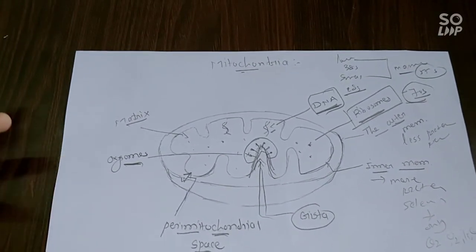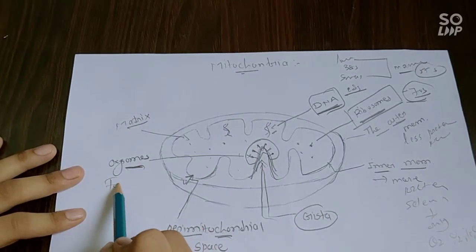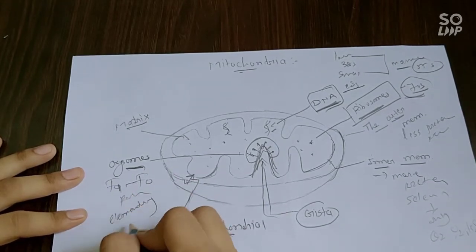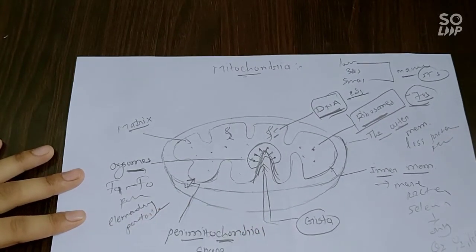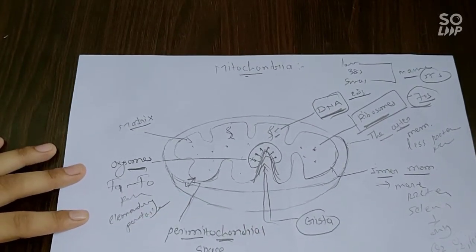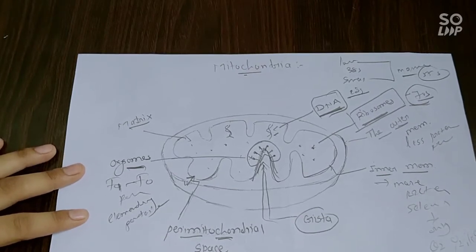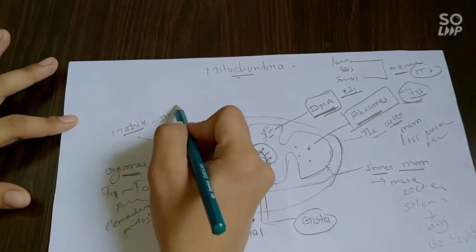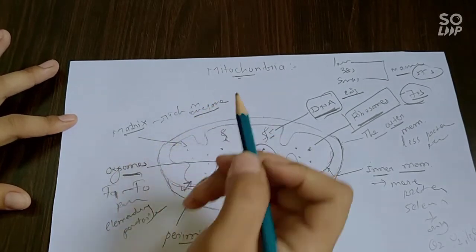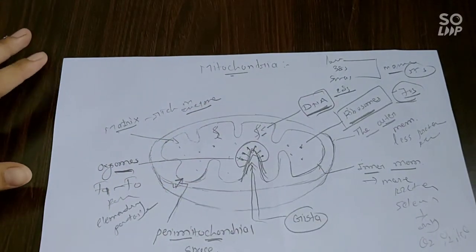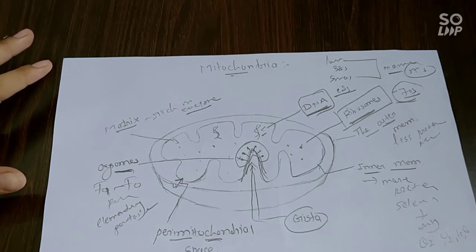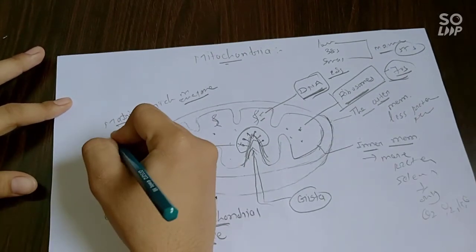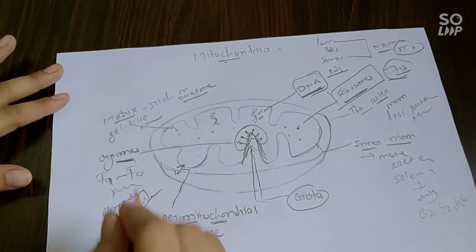The oxysomes are gnome-like structures, the F1 and F0 particles, also known as elementary particles, right? And the matrix is rich in enzymes, and the inner membrane also has coenzymes, right? And it is a gel-like structure, right?